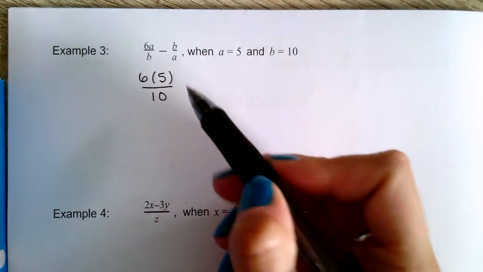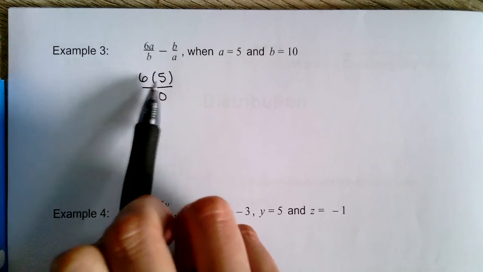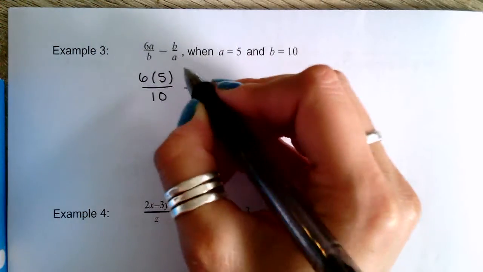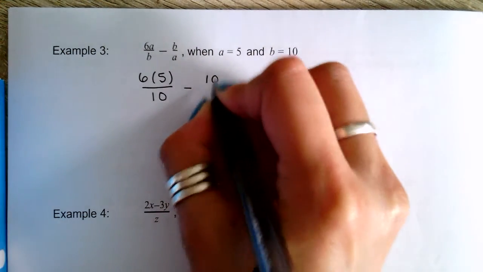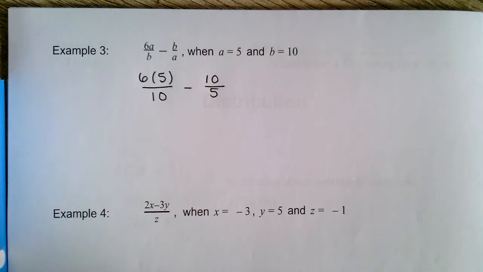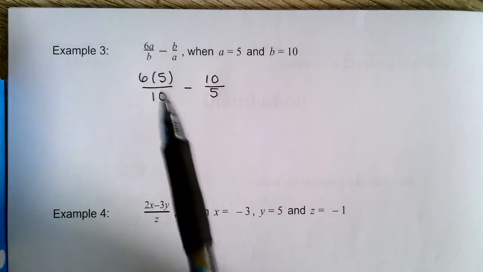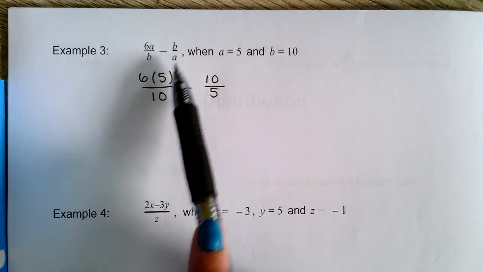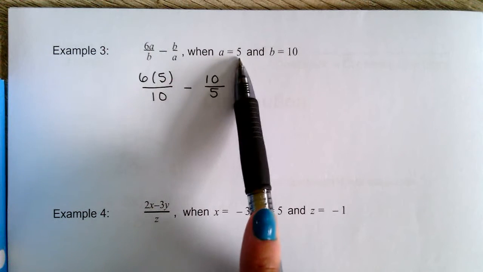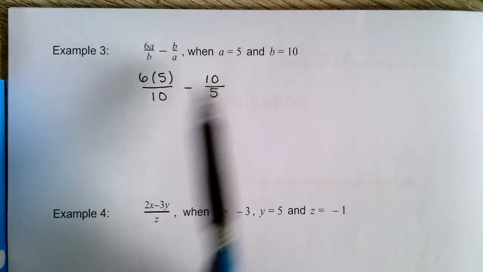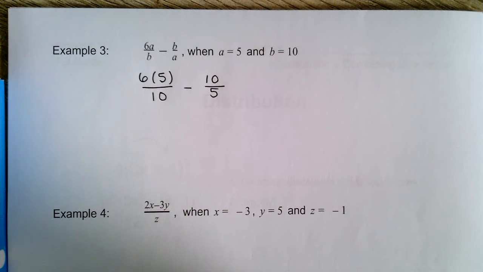So 6A divided by B becomes 6 times 5 divided by 10. B divided by A becomes 10 divided by 5. So take a second to think about where we plugged things in and why we did that. We replaced both of the A's. There was an A next to the 6 and an A on the bottom of the second fraction with 5s because that's what we were told to do. And we replaced the bottom B over here and the top B over here with 10 because that's what we were told to do. That's step number 1, is plugging in all of our variables that they give us.